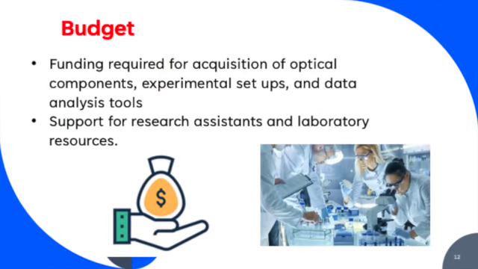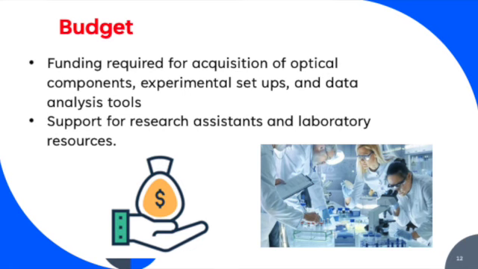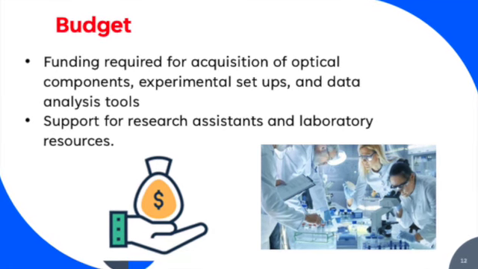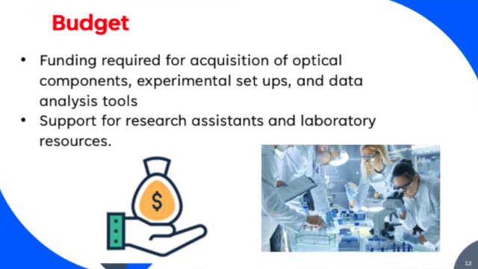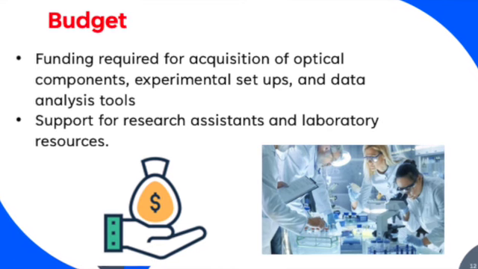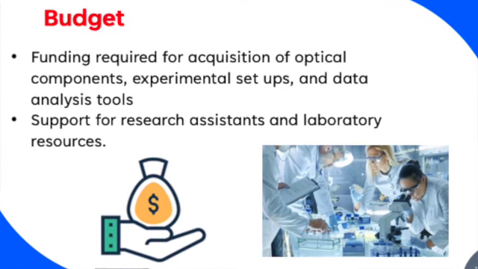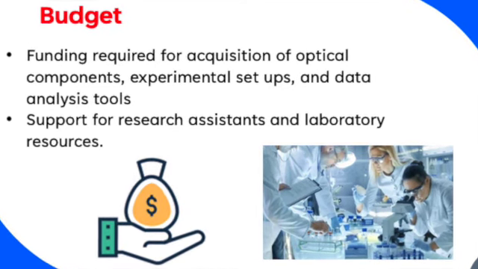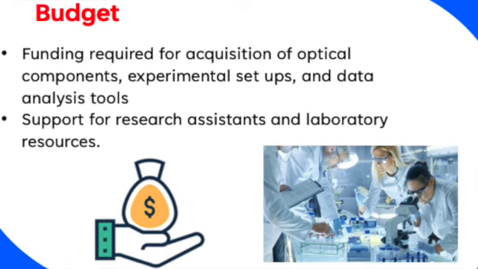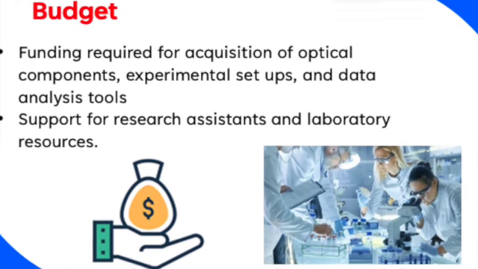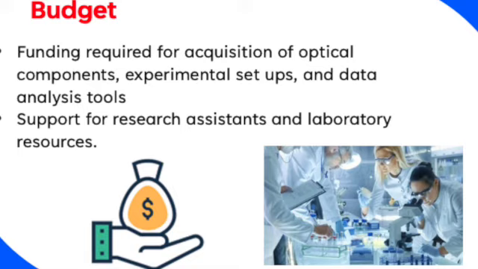Budget is really important in your research. The main budget includes the funding requirement for the experimental setup and buying the components. Secondly, we need to provide some funds for research assistants who do experiments in the laboratory. So these two are really important.